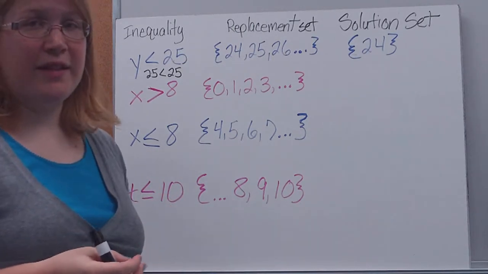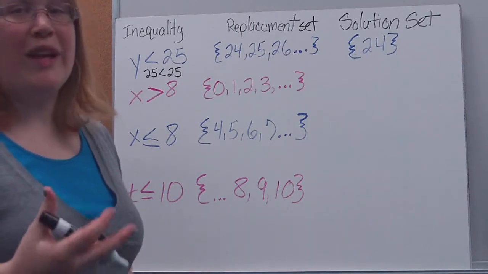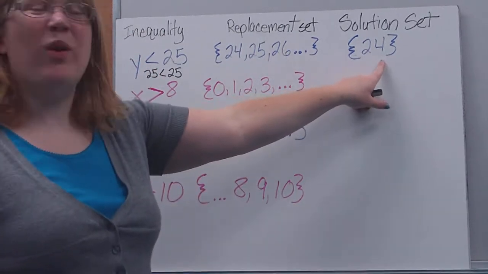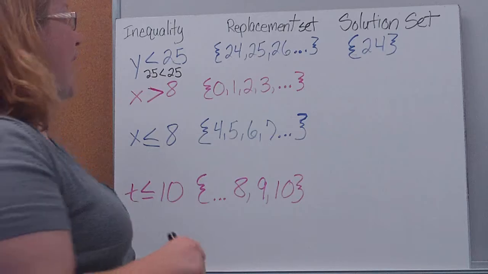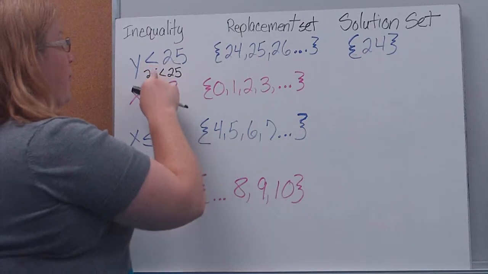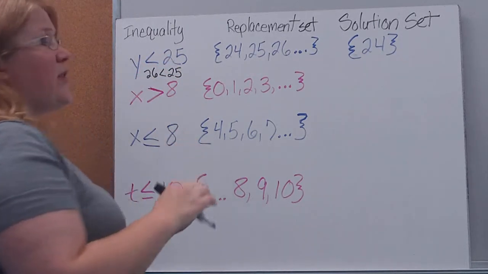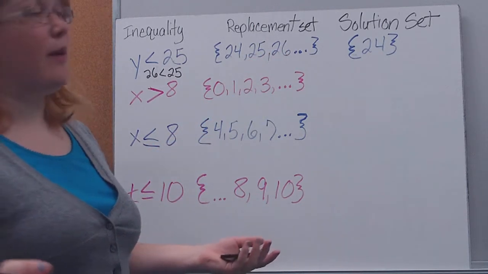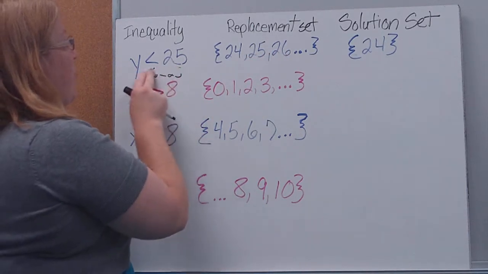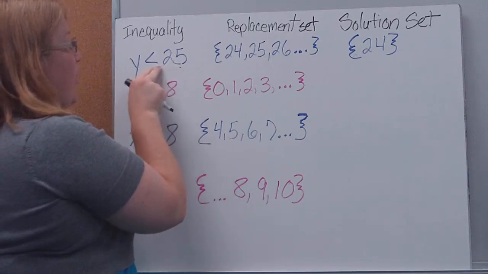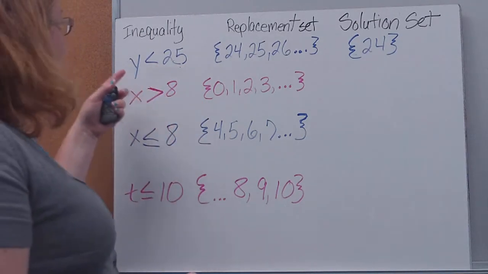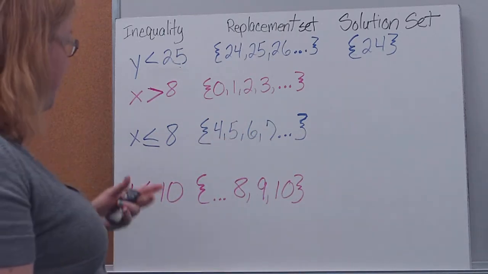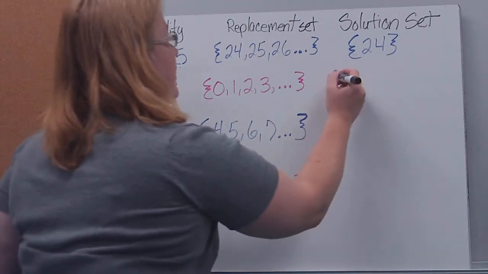Is 25 less than 25? No, it's the same. And you'll notice this doesn't say less than or equal to. That's why 25 is not in my solution set. It's not going to work. 26 is also greater than, and obviously here's where you can stop. We don't need to keep plugging them in. You know that after you hit 25, they're all going to be bigger than 25. So this, when you're set up this way, this is a little more self-explanatory. This is a little bit easier. So we're going to move on to this next one here.